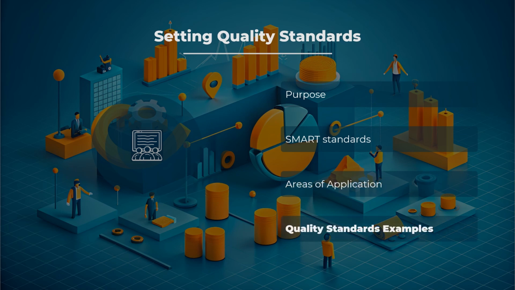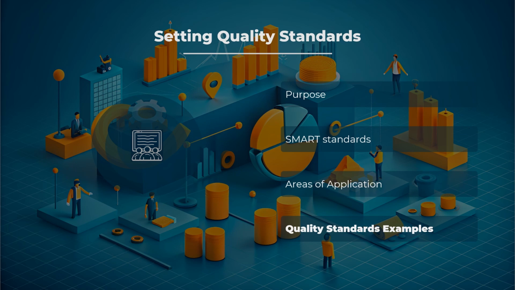Let's look at some examples of quality standards. ISO 9001, a widely recognized standard for quality management systems, ensuring continuous improvement and customer satisfaction. Six Sigma, a methodology focused on reducing defects and improving process quality.